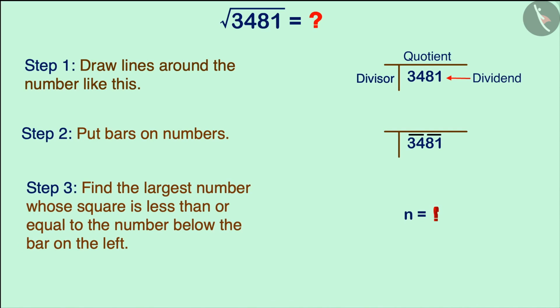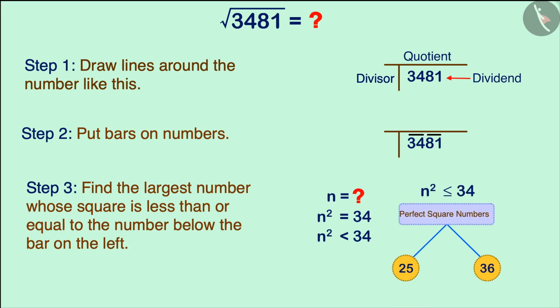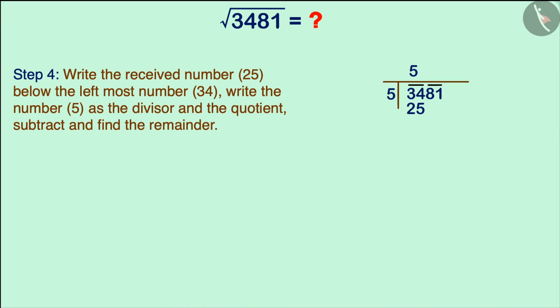Now we have to find the natural number whose square is equal to or smaller than the number below the leftmost bar, that is 34. We can also say that we have to find the perfect square number that is less than or equal to 34. We know that the numbers 25 and 36 are perfect square numbers and the number 34 falls between 25 and 36. Because the number 25 is the largest perfect square number that is smaller than the number 34, we will write the number 25 below the number 34.